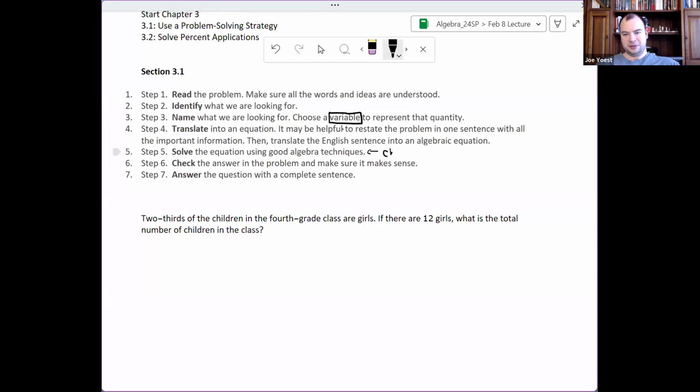So this is chapter 2. And then lastly, well, maybe not quite lastly, I guess they're saying answer with a complete sentence, which is a little ironic because in WebAssign, you usually don't have a complete sentence. You usually just type in the number, but essentially, lastly, does the answer make sense?